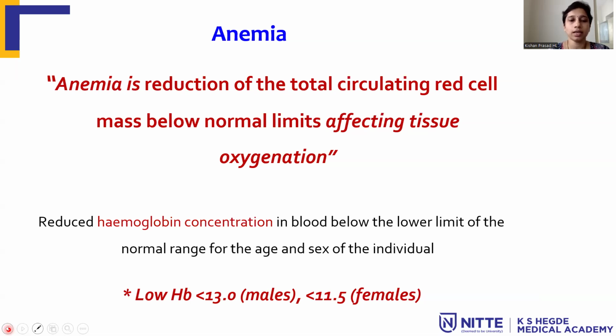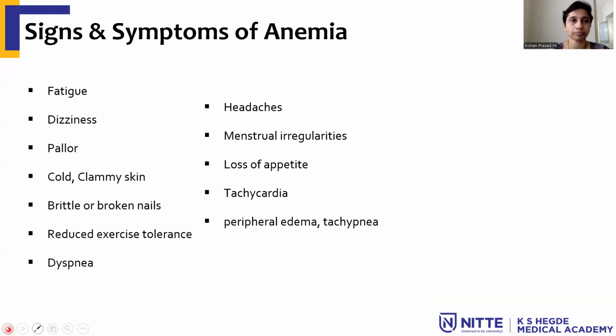In adults, hemoglobin of less than 13 in males and less than 11.5 in females can be considered as anemia based on the hemoglobin.